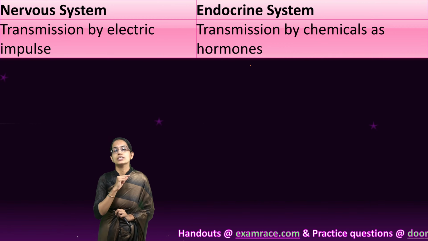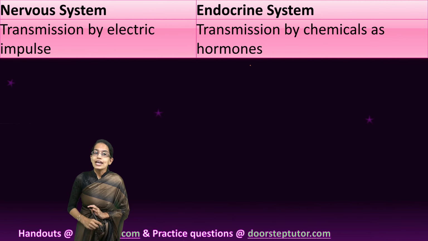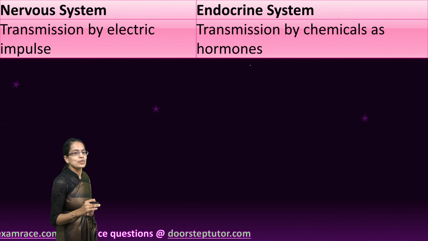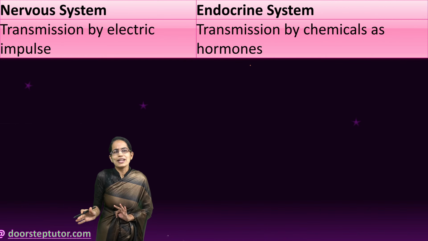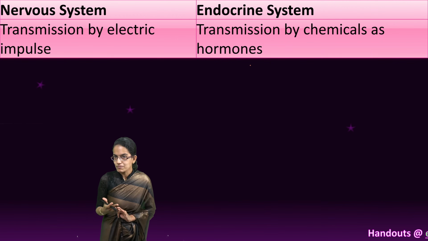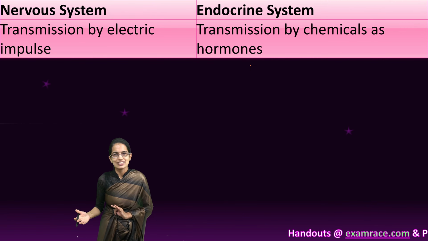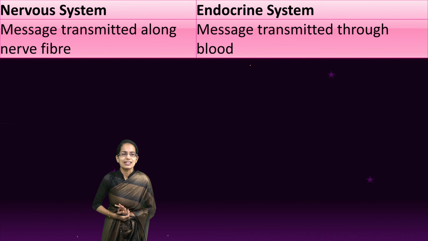The transmissions occur through electric impulse. However, in the endocrine system, we have transmissions that occur through chemicals. So simply, at one end, in the nervous system, we are probably studying physics. However, in the endocrine system, we are studying chemistry. In a simple way, you can understand that difference.